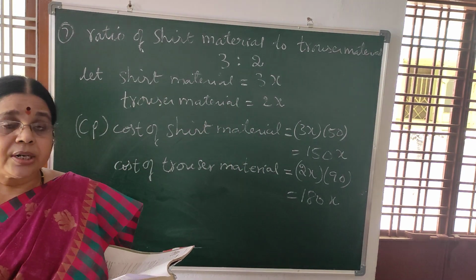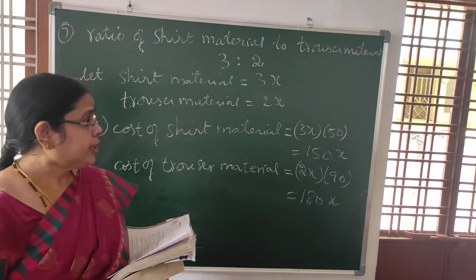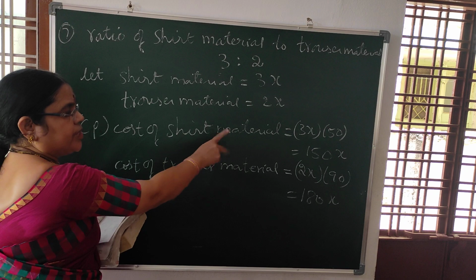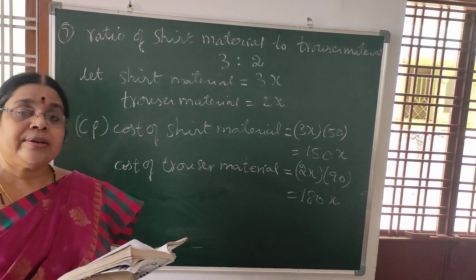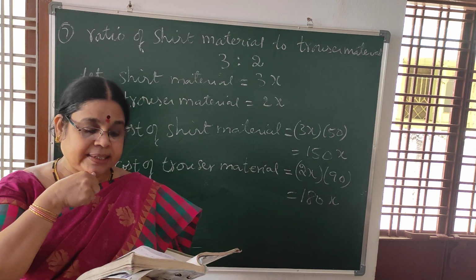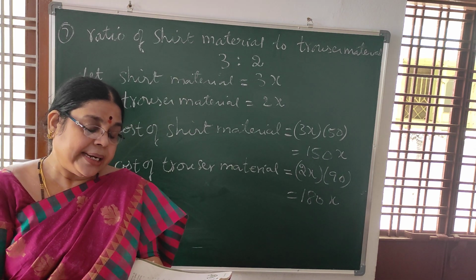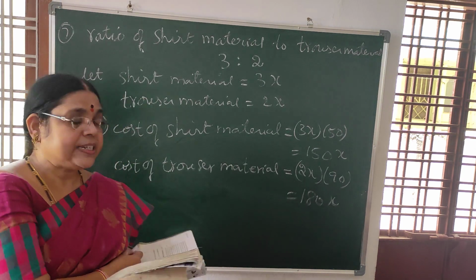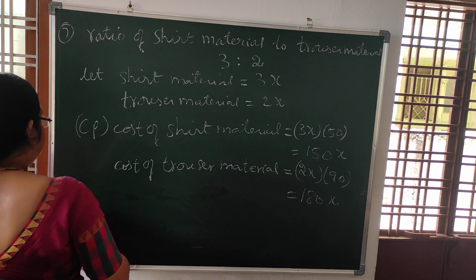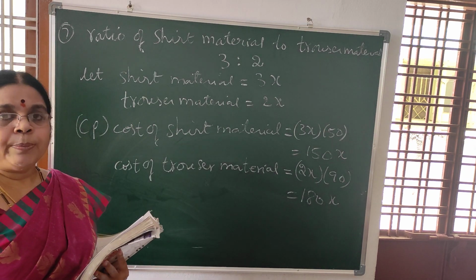So the cost of shirt material you are having and the cost of trouser material you are having. Cost of shirt material is 150x and cost of trouser material is 180x. Next, he is selling shirt material and trouser material at a profit of 12% and 10% respectively. Now we are going to find the profit. Profit percent is given. You need to find the profit.